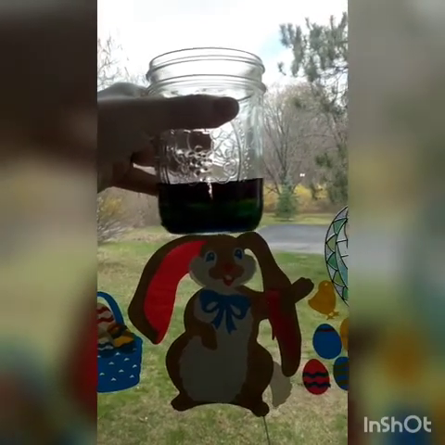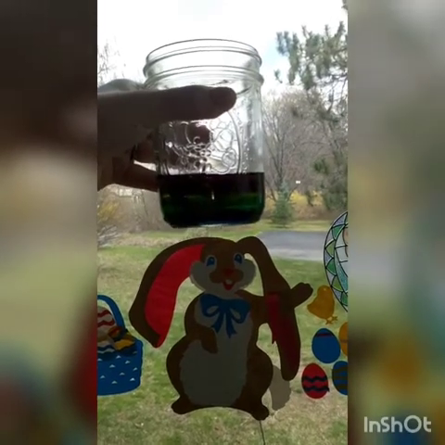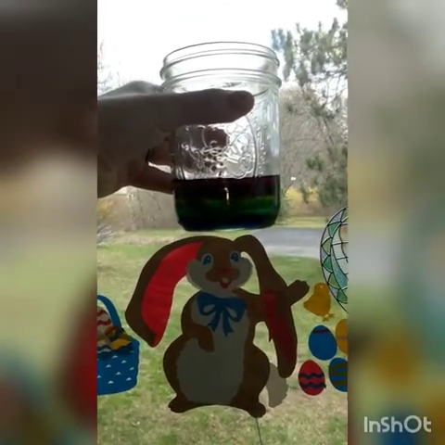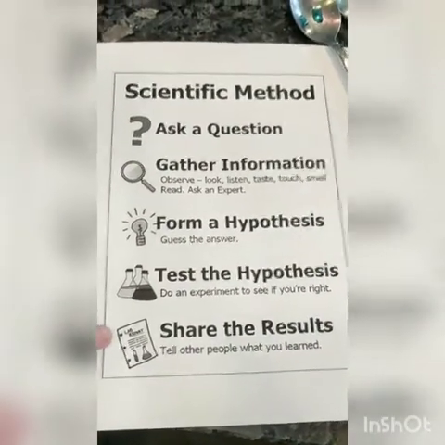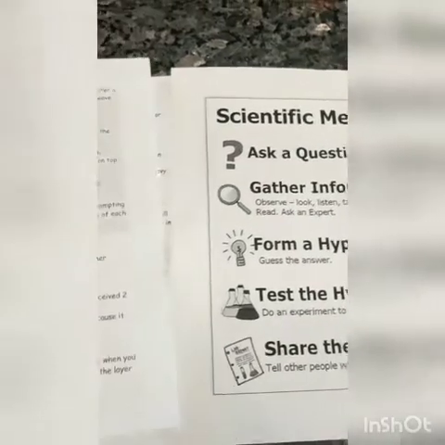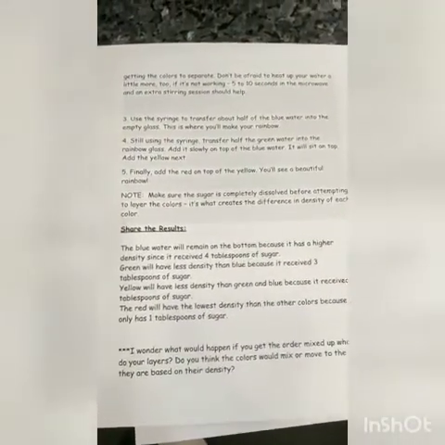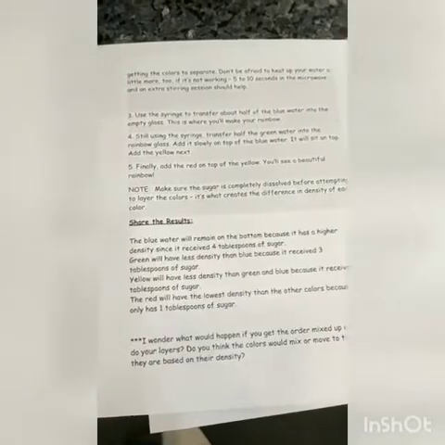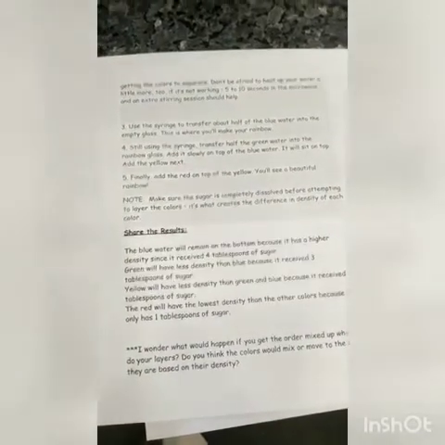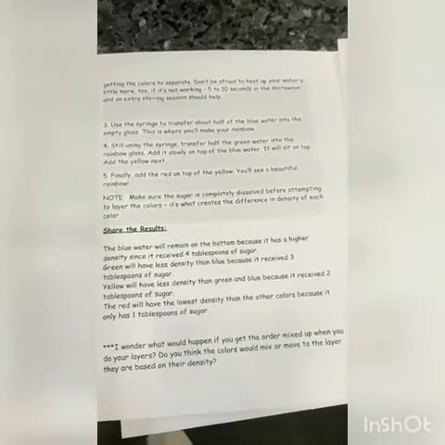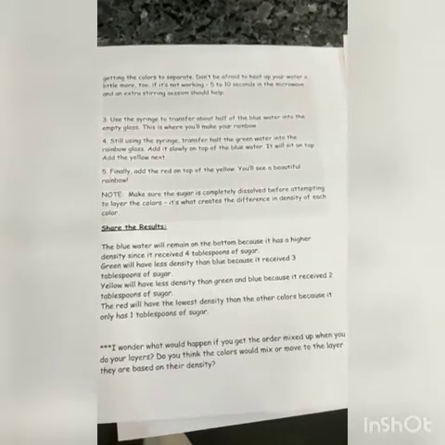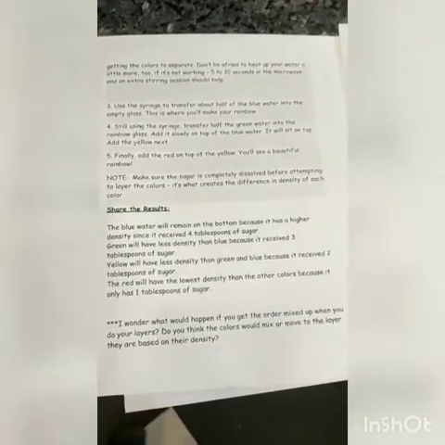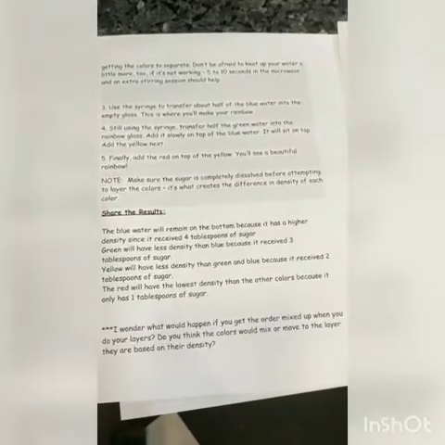So the final stage in our scientific method is to state the results. So we are at share the results. So the blue water will remain on the bottom because it has a higher density since it received 4 tablespoons of sugar. Green will have less density than blue because it received 3 tablespoons of sugar. Yellow will have less density than green and blue because it received 2 tablespoons of sugar. And the red will have the lowest density than the others because it has only 1 tablespoon of sugar.